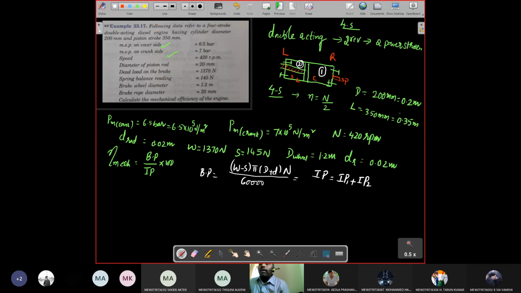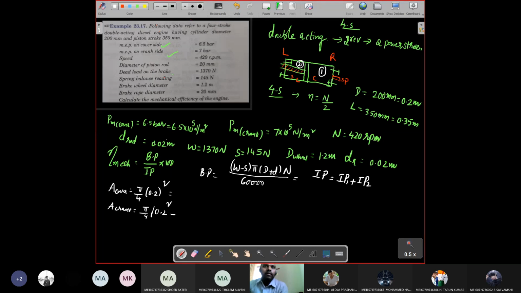Now the diameter is given, therefore we can calculate the area at 1. The area on the cover side is equal to pi by 4 into 0.2 whole square. Now tell me how to calculate the area on the crank side. Area of cylinder minus area of piston. Very good. Pi by 4 into 0.2 square minus 0.02.